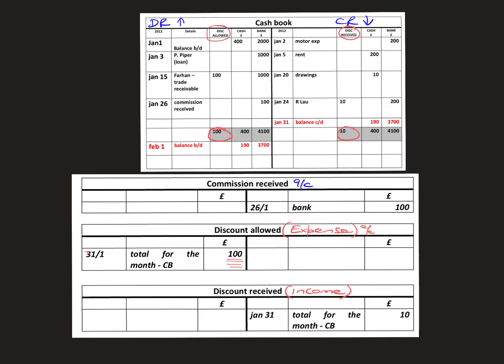So we have gone through the cash book, looking at those that went to the general ledger. Just bear with me a second, let me just get my pen again. So that was an entry for the general ledger. Commission received was an entry for the general ledger. Motor expense was an entry for the general ledger. Rent was an entry for the general ledger. And drawings was an entry for the general ledger. Now we have two other entries that we have not yet looked at, and we're going to be looking at that shortly.